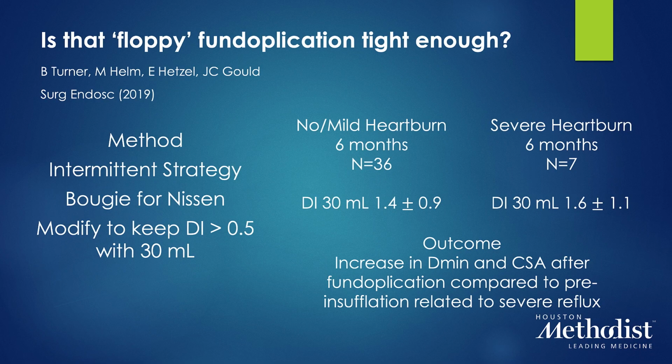Turner et al. published that patients who had increased minimal diameter and cross-sectional area after fundoplication compared to pre-insufflation were found to have severe heartburn after Nissen at 6 months. The DI of the severe heartburn group was 1.6, while the no or mild heartburn group was 1.4.